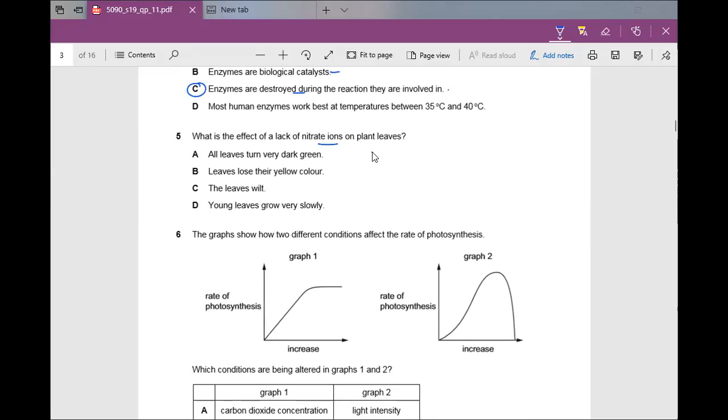What is the effect of lack of nitrate ions on plant leaves? Lack of nitrate ions means a deficiency of protein. Deficiency of protein gives stunted growth. These options are not correct. Only this option is correct.